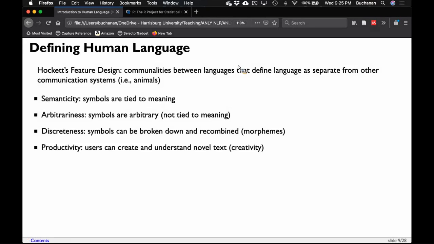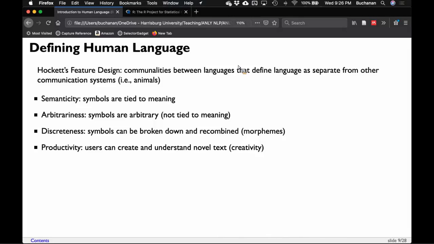And then the other big one is productivity, sometimes called creativity. What that means is that we can say new things. I've given this lecture a bunch of times, and every time I do it differently. So you can create a sentence that no one has ever heard before.